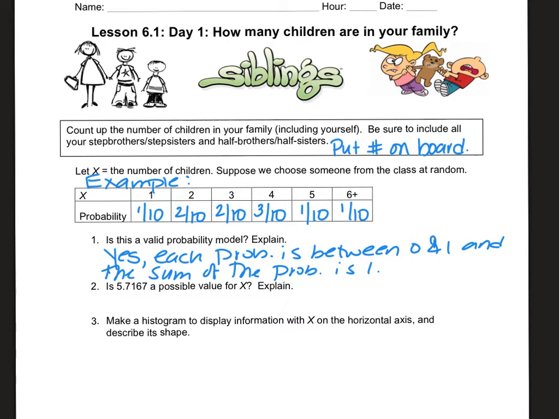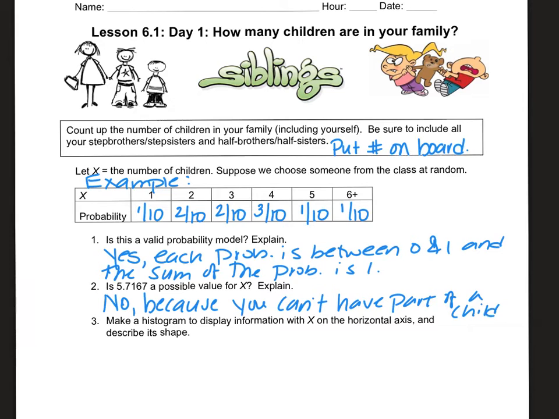And so I would hope that you guys said no, because you can't have a part of a child. For this reason, this particular variable, the number of children in a family, is a type of variable that we call a discrete variable.